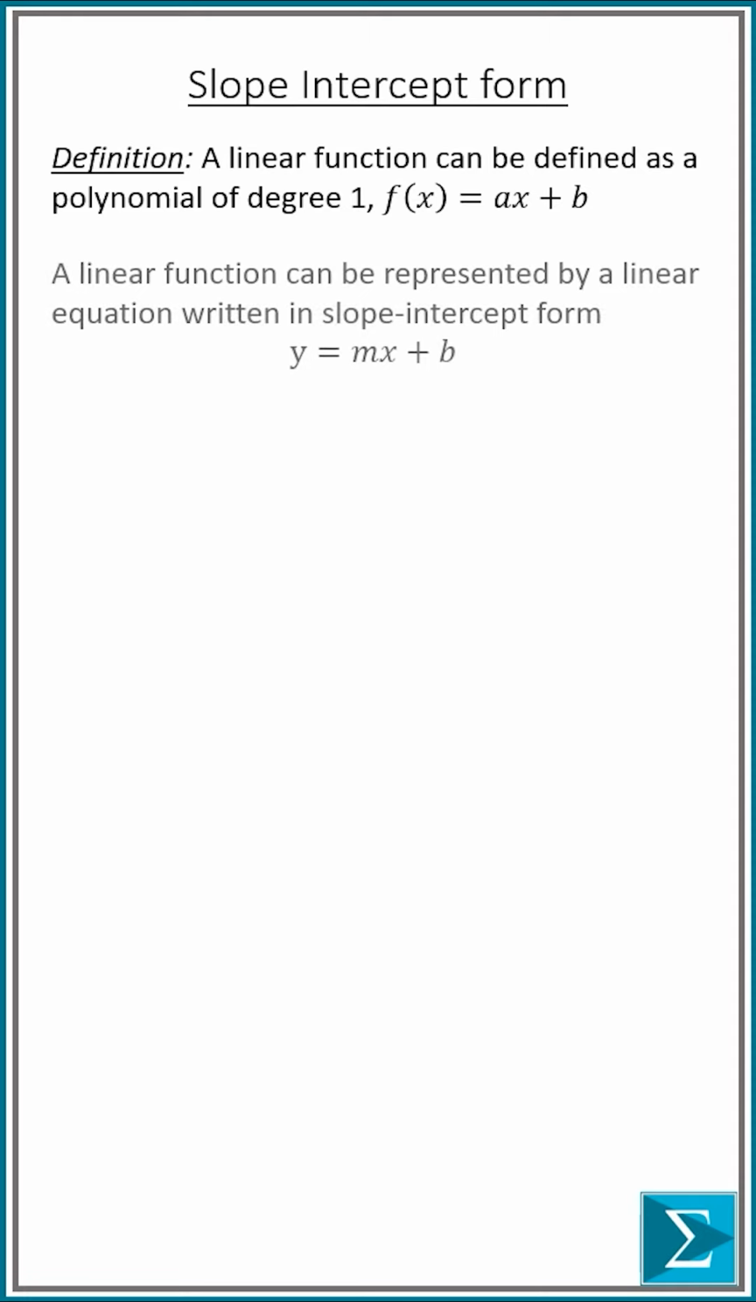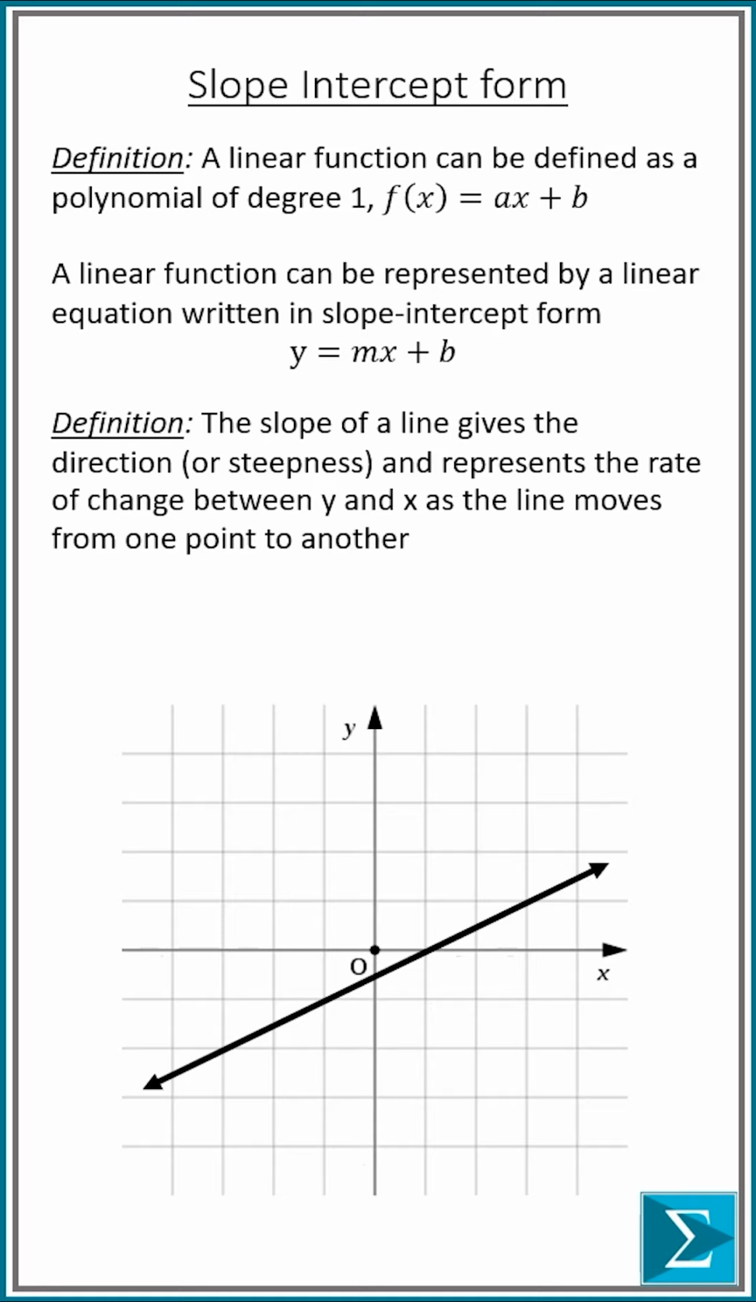Now I want to discuss the parts that make up a linear function and how we represent them. A linear function can be represented by a linear equation involving x and y, written in slope-intercept form, where y is equal to mx plus b. An equation in slope-intercept form is comprised of two constant values, the slope of the line m and the y-intercept b. The slope gives the direction of the line and represents the rate of change between y and x, as the line moves from one point to another.